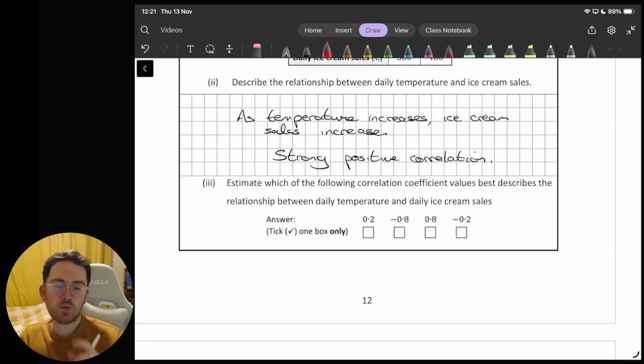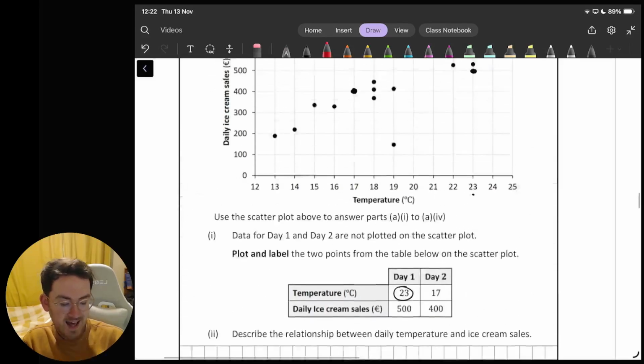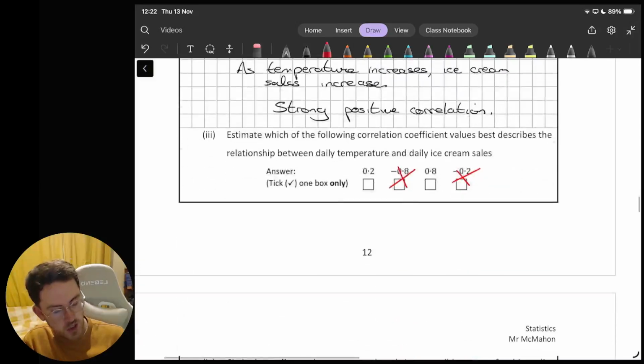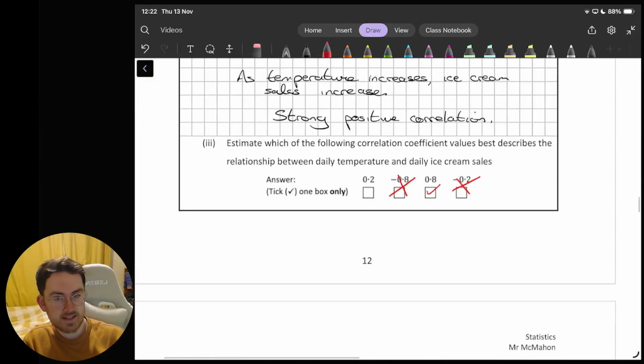If we wanted to pick out which of the correlation coefficients we think it is, well, we've decided it's positive, which means it's not either of these two. So we have to decide between 0.2 and 0.8. I've made the decision that I would see this to be strong correlation, so I would probably go with my 0.8 there.